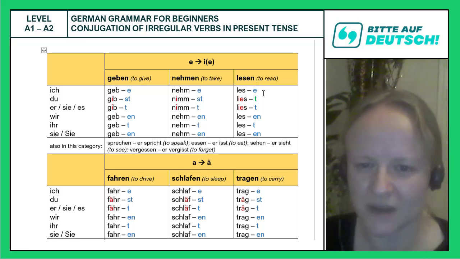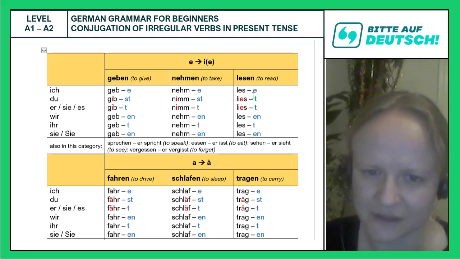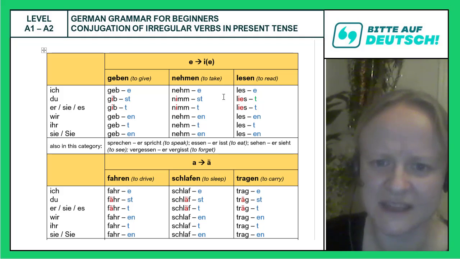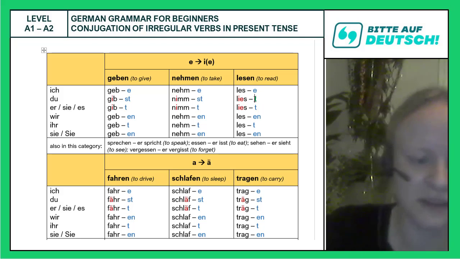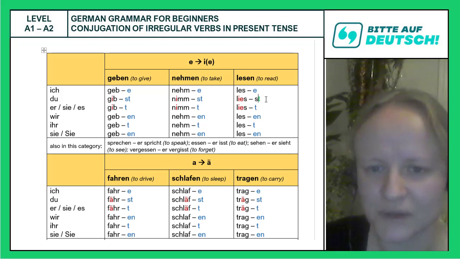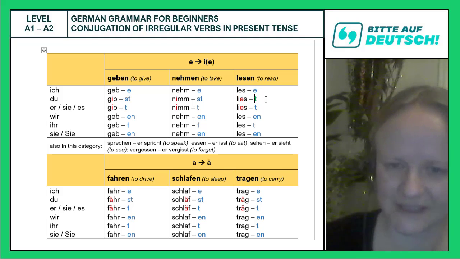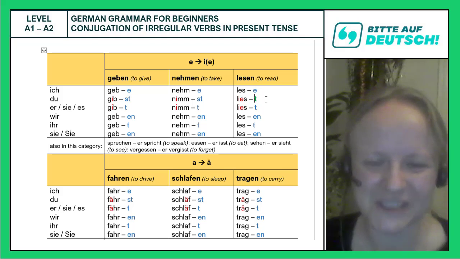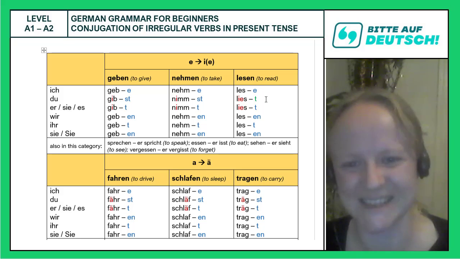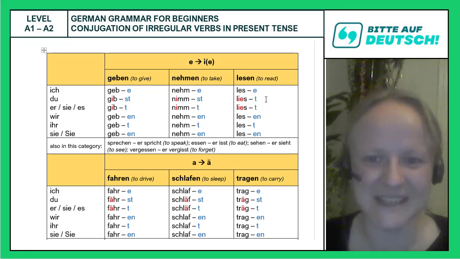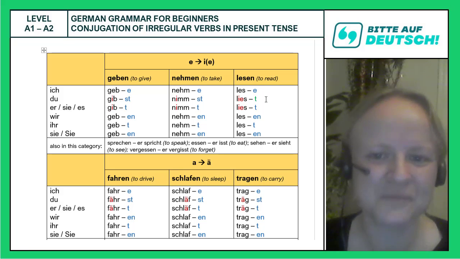And now you might ask yourself, why did she mark this t here in green and where is actually the s? Because normally, as you know, for the second person singular conjugation that ends in an st, why is that not the case here? Maybe you already know it. If you do, please write it down in the comments below. If you don't, please watch the next lesson, because I will explain exactly this type of irregularity in lesson number 4.